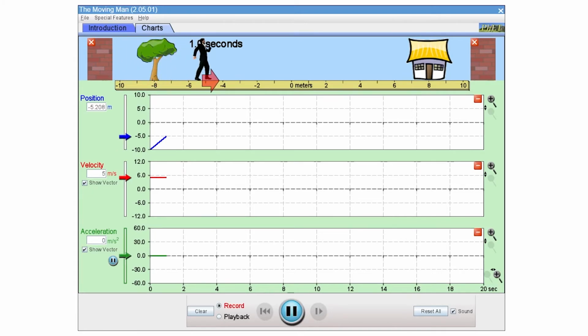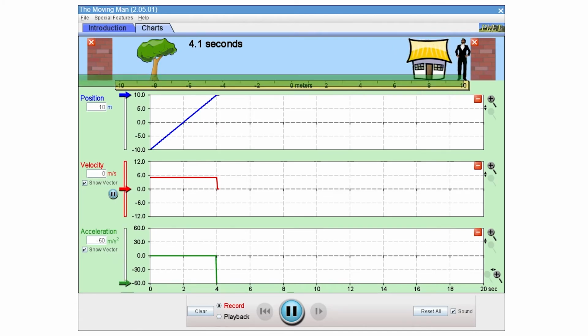And if you notice, the moving man moves forward with a steady, constant velocity, which leads to that diagonal line. And then when the moving man hits the wall, it stops moving, and we have a constant position of +10.